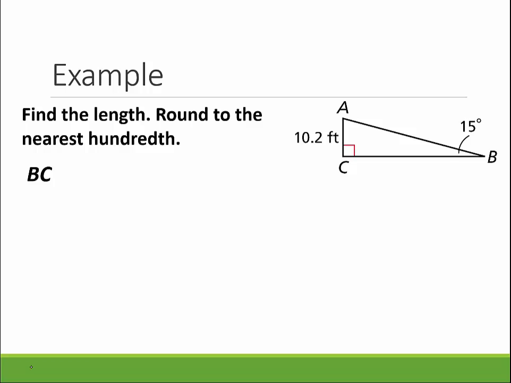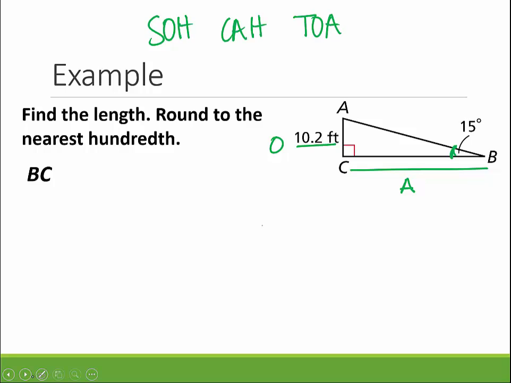So let's do some problems. Find the length, round to the nearest hundredth. So I need to find BC right here. And they give me two pieces of information. They give me this side length, and they give me this angle here. So you have to stop and think about, in relationship to this angle, what two sides did they give me? They gave me the adjacent, and they gave me the opposite. So then think back to SOHCAHTOA. If they gave me the opposite and the adjacent, I can use tangent in order to figure out one of the sides that I don't have.